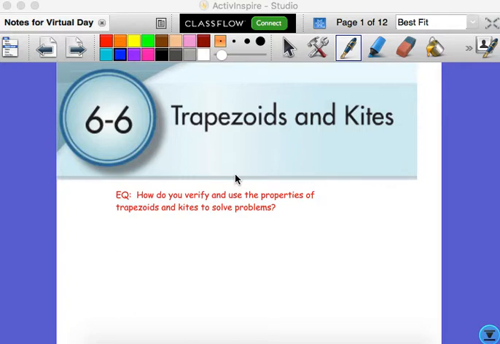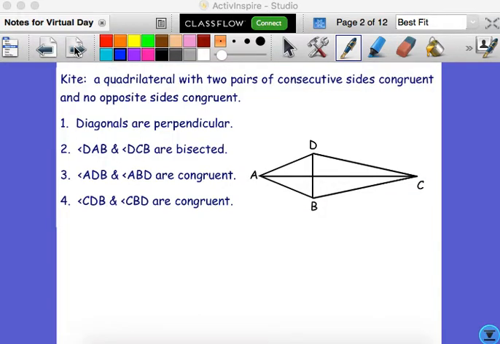For our virtual today, we're going to be looking at trapezoids and kites. So you may want to pause the video here and jot down the definition and properties of a kite. I would recommend that you do that on your property sheet that we got at the beginning of the module, or you can fit them into your note guide here.